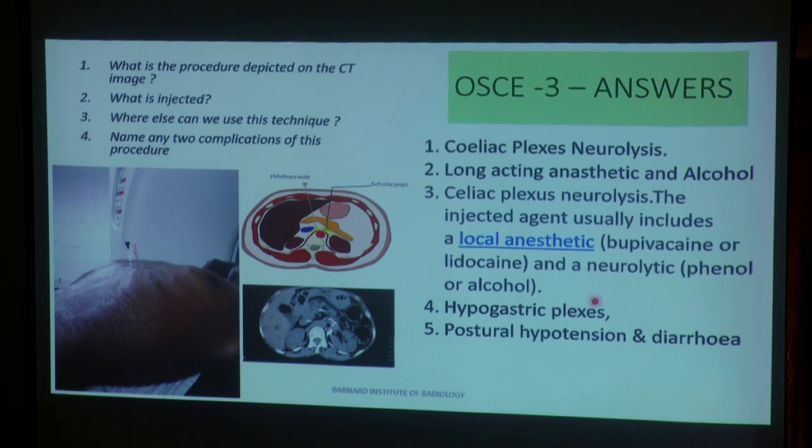easily relieved. So we can also use this technique in the hypogastric plexus, or in the lower limb when there is ischemic pain or rest pain, then to relieve the pain we can also use this technique elsewhere. So the main problems with celiac plexus neurolysis are postural hypotension and diarrhea, because we are blocking the sympathetic nervous system, and so the patient has a loss of the normal reflexes and diarrhea because the bowel loses its peristaltic activity.